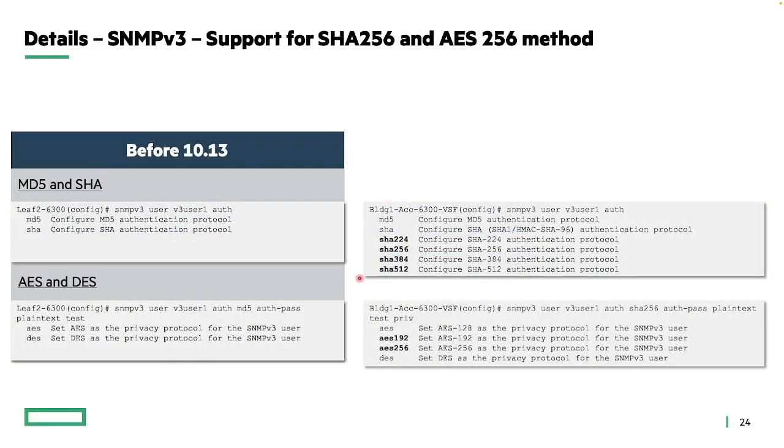Okay, so before 10.13, you would see how we had only MD5 and SHA, right? As you see, if you configure SNMP version 3 username v3user1, and the authentication, and you hit question mark, you will find these two. And you had the privacy protocol, AES and DES, the only ones present before 10.13.